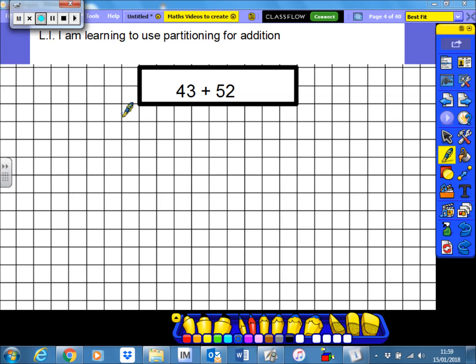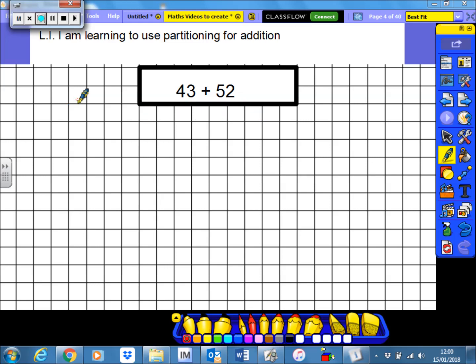Now, in order to do this, we need to know a little something about how numbers are actually constructed. So, if we take these numbers here, 43 and 52, we can actually partition these numbers or break them up into separate parts. So, for instance, 43 is made up of two numbers. It's made up of a 40 and a 3. Similarly, the number 52 is made up of a 50 and a 2. This can be done for any numbers that are made of 2 digits or more. And it's a fundamental skill that's used when we're adding using the split method.